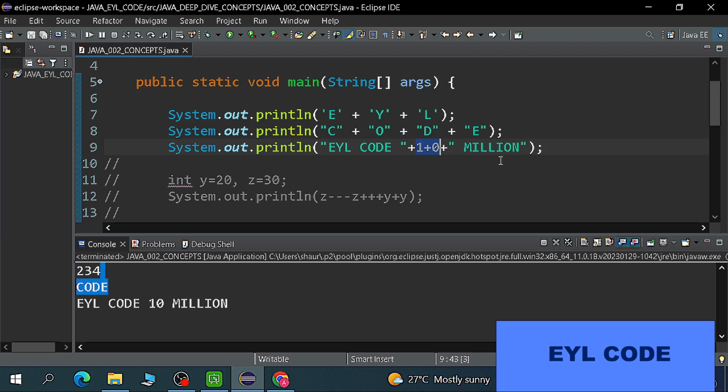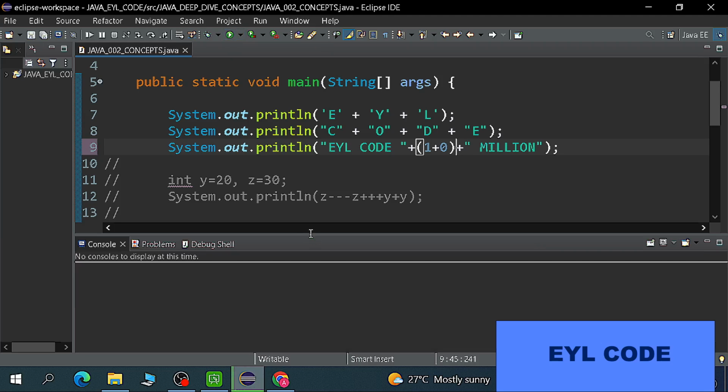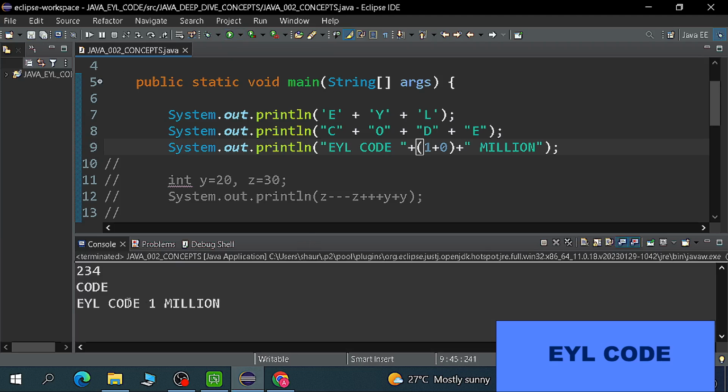Now let's make it more of a twister. So I am giving one parenthesis here and here. So now you guess what is going to be the output. Let me check what is going to be the output. The output is going to be EYL code 1 million.